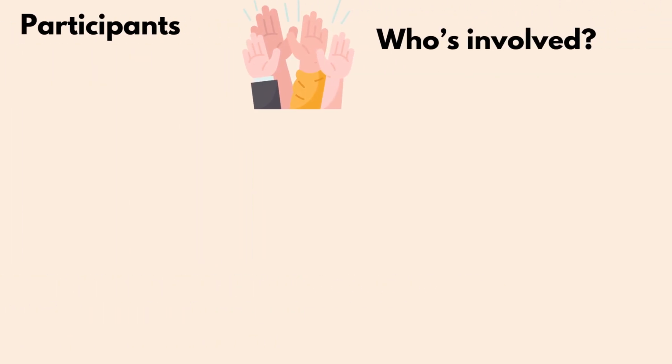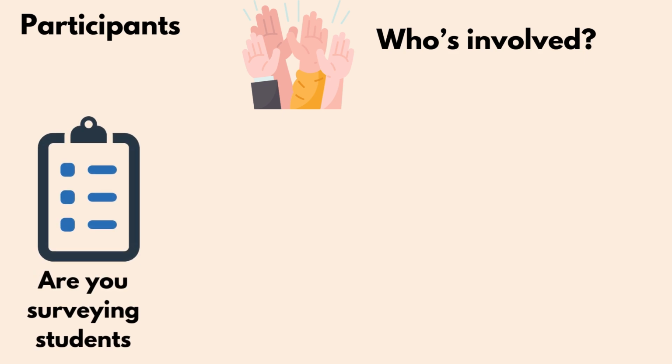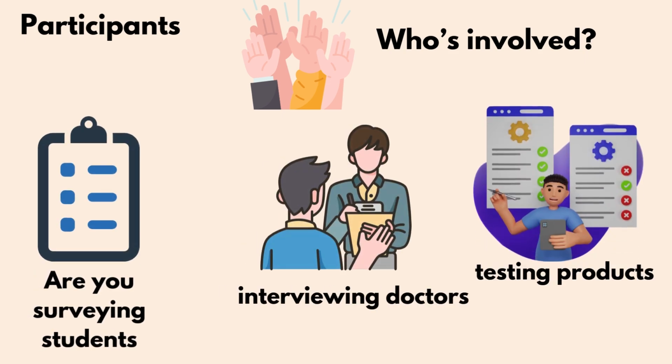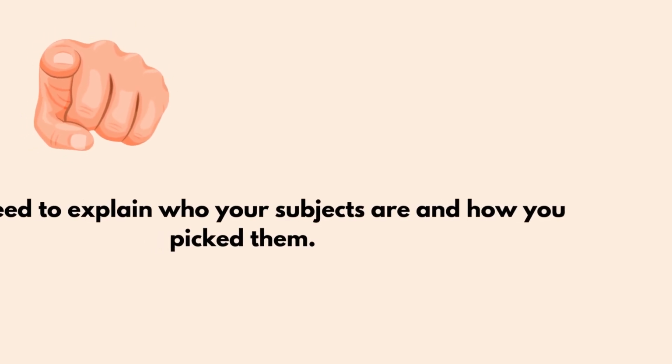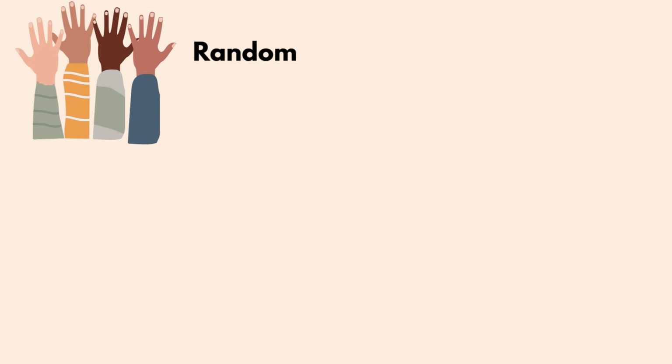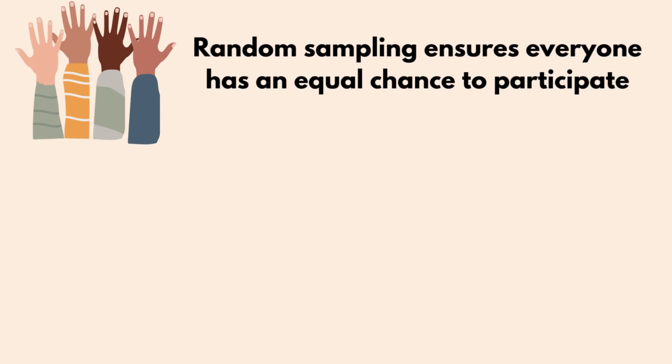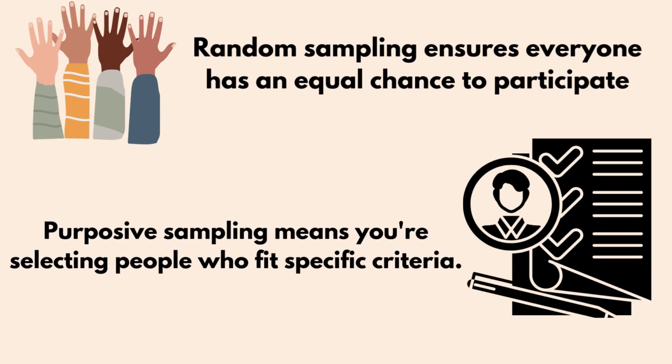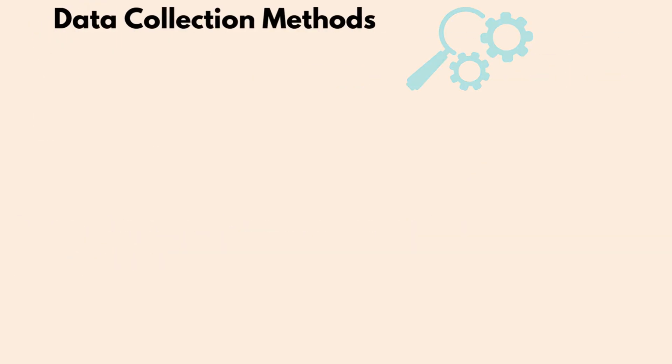Participants. Who's involved? Are you surveying students, interviewing doctors, or testing products? You need to explain who your subjects are and how you picked them. For example, random sampling ensures everyone has an equal chance to participate, while purposive sampling means you're selecting people who fit specific criteria.